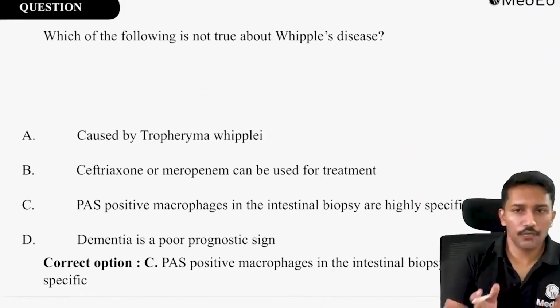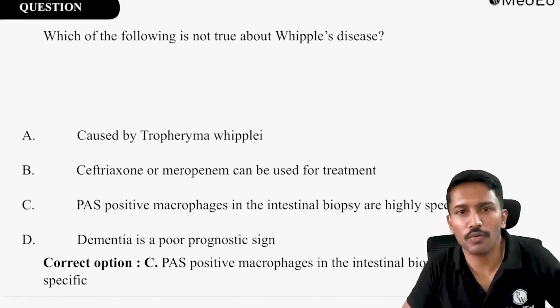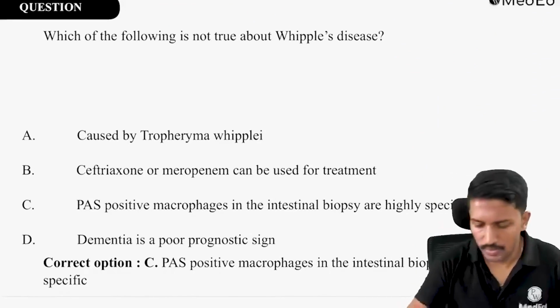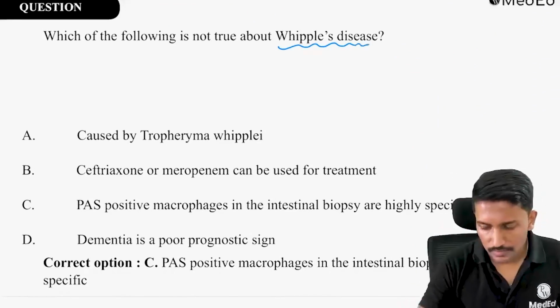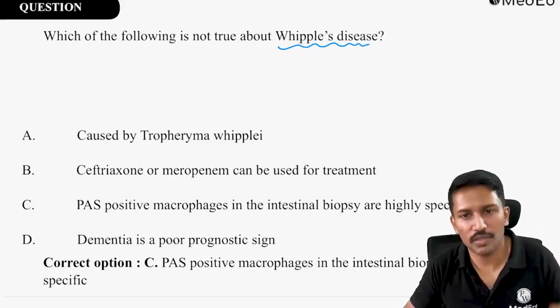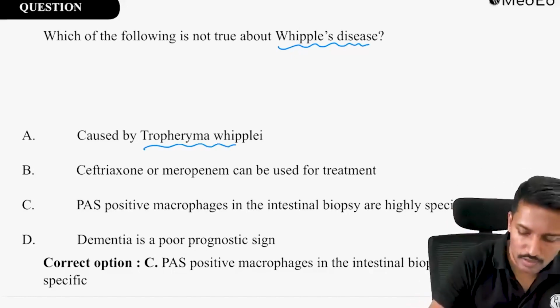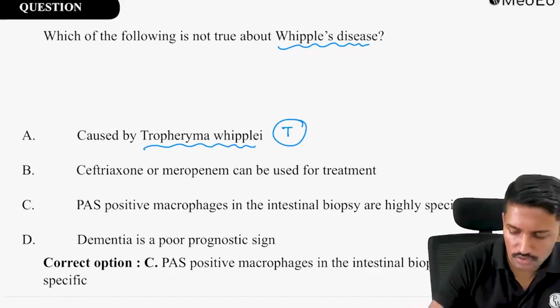Okay. We are moving to the next question. Which of the following is not true about Whipple's disease? Okay. Now, Whipple's disease is an infective enteropathy, where patient present with malabsorption syndromes, right? And it is typically caused by an organism called Tropheryma whipplei. So this is a true statement.